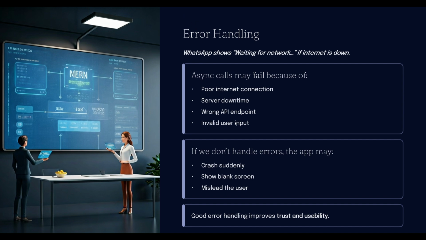But if we handle errors properly, we can keep the users informed and build trust. For example, WhatsApp shows waiting for network when your network is not working. That simple message helps the user understand what's happening instead of feeling confused.